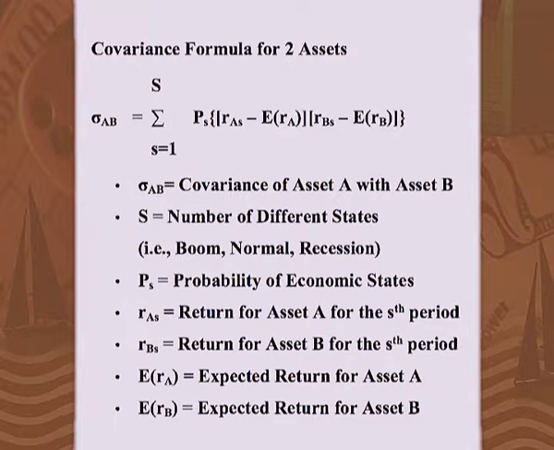The covariance formula for 2 assets now is covariance of asset A with asset B is equal to summation of P(S), which is probability of economic states, multiplied by R_AS, return for asset A for the S-th period, minus ER_A, that is expected return for asset A, multiplied by R_BS, that is return for asset B for the S-th period, minus ER_B, expected return for asset B. Here S is equal to number of different states, that is boom, normal and recession period.